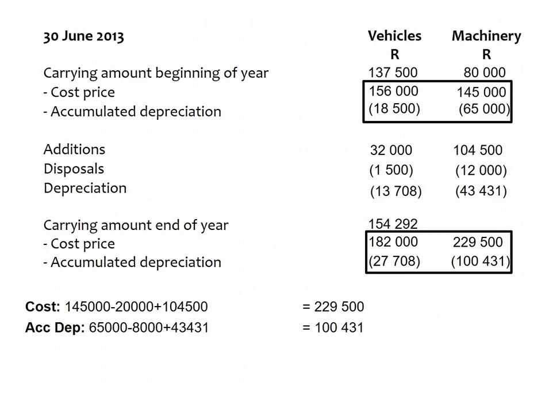For the accumulated depreciation, we take the balance at the beginning of the year, 65,000, less any disposed accumulated depreciation, which we are told was 8,000 when we exchanged the 2 washing machines, and then we add any depreciation for the year, which we've calculated as 43,431, and this gives us our total end accumulated depreciation balance of 100,431 rand. Our carrying amount is therefore 129,069.